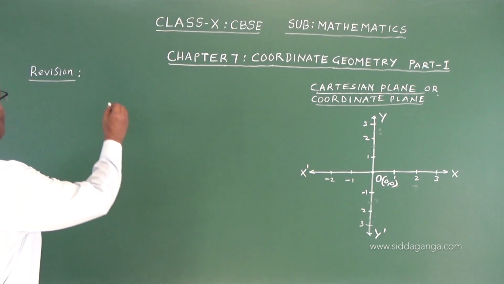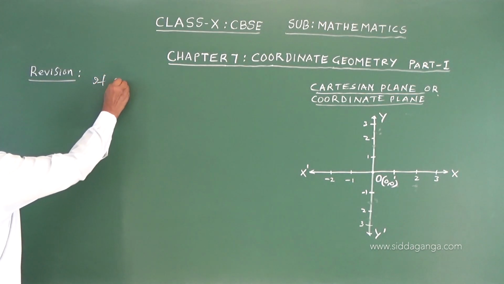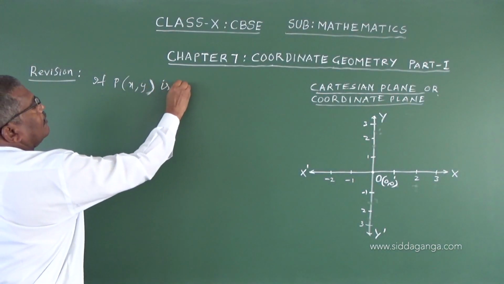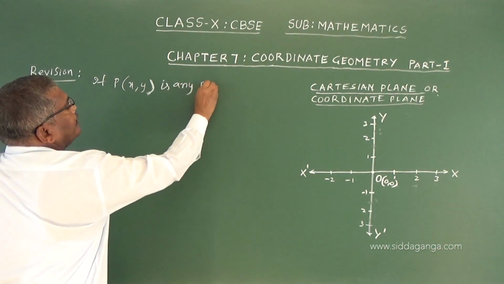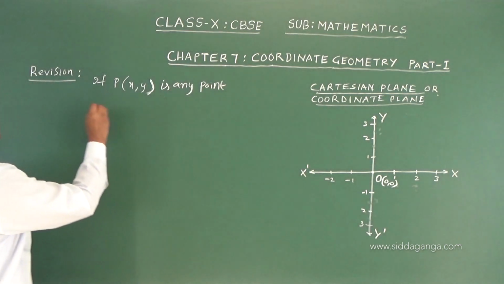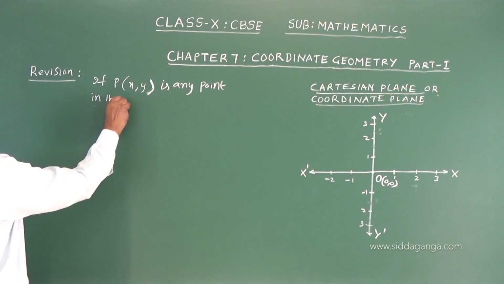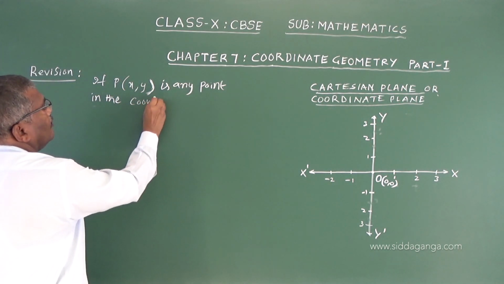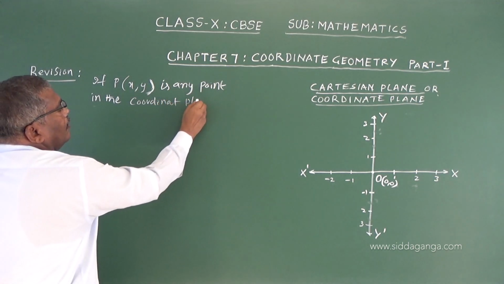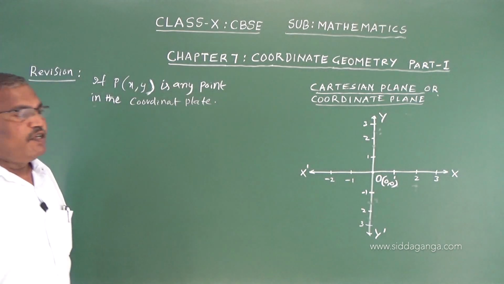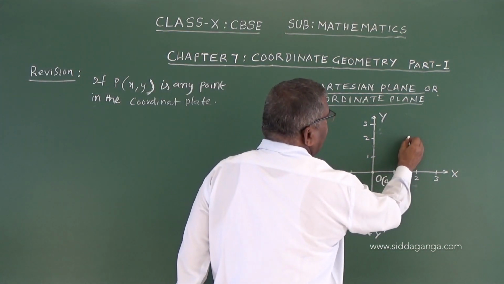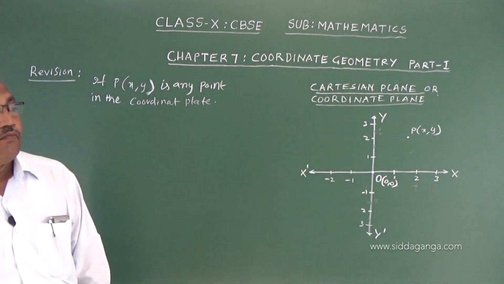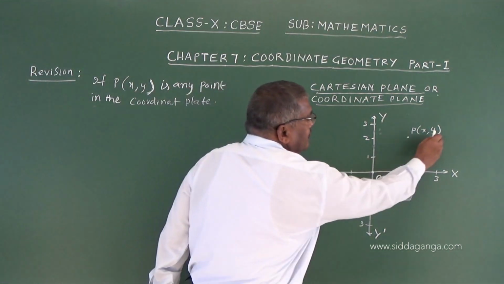Now, if P(x, y) is any point in the coordinate plane, we represent it, say this is point P(x, y). Now we have to understand what is x and what is y.